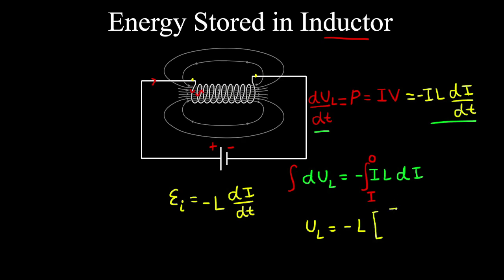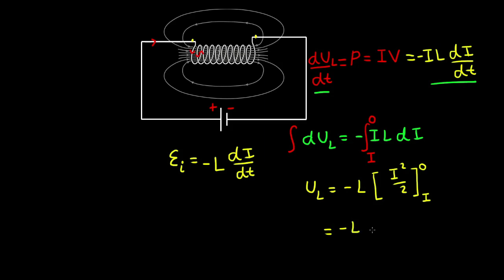and evaluating the integral gives I squared on 2. So this is evaluated at a current of I and 0. So we get minus L by 0 minus I squared on 2. And therefore the energy stored in the magnetic field that's generated by the current in the inductor is U_L is 1/2 L I squared.